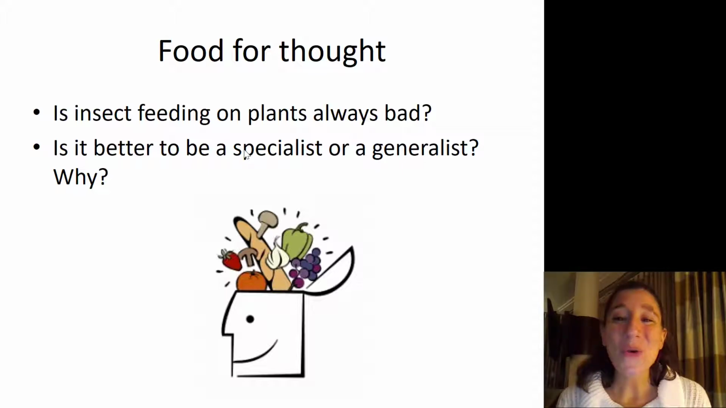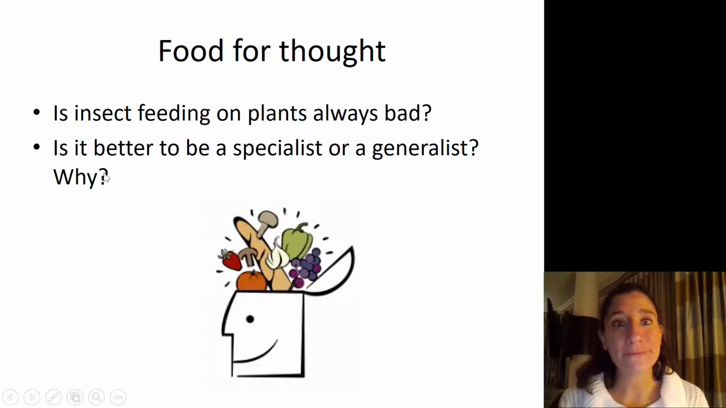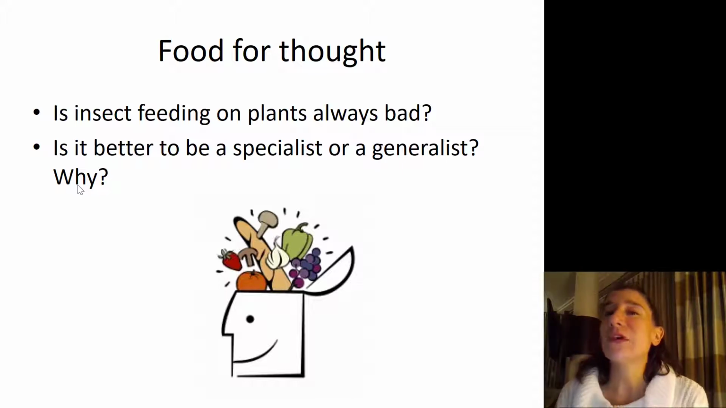Okay, another good question is: is it better for an insect to be a specialist, a monophagous, phytophagous insect, or would it be better to be a generalist, a polyphagous, phytophagous insect? And why or why might that not be the case? We'd previously discussed this for predators and parasitoids, so I would encourage you to look back on your notes or just think about what we had discussed previously.